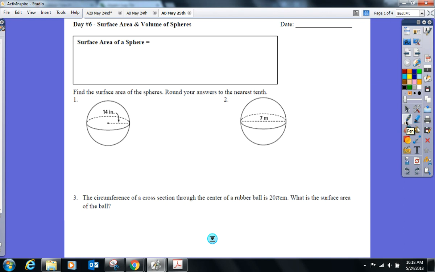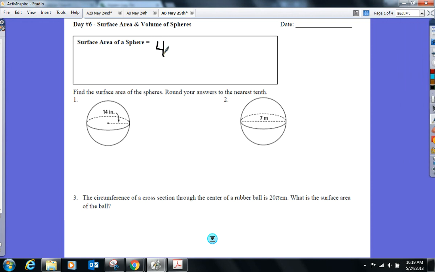Surface area and volume of a sphere. I want to bring your attention. The first thing we're going to go over is the surface area of a sphere, which is not found on your reference sheet. So this is one that you are going to have to remember. It is very similar to the area of a circle.